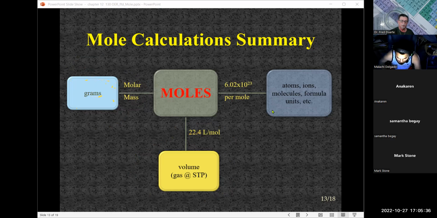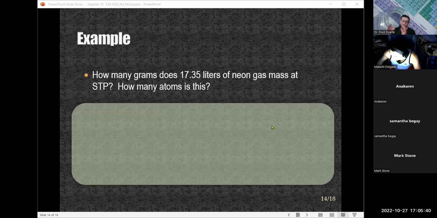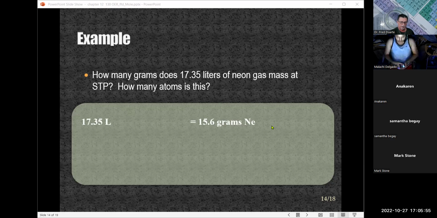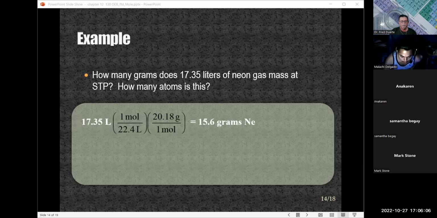And so that's what I mean by using this flow chart to help you keep track of how you set that up. So the first one is write down what we're given, 17.35 liters, and we're trying to get grams, and the answer is there, but we got factors. Well, the first factor, since we are at STP, is 1 mole is equal to 22.4 liters. That gets us out of liters with respect to units and puts us in moles. And from the moles, we need now the molar mass, the atomic weight of neon, which is 20.18 grams. And our moles cancel, leaving us with grams.